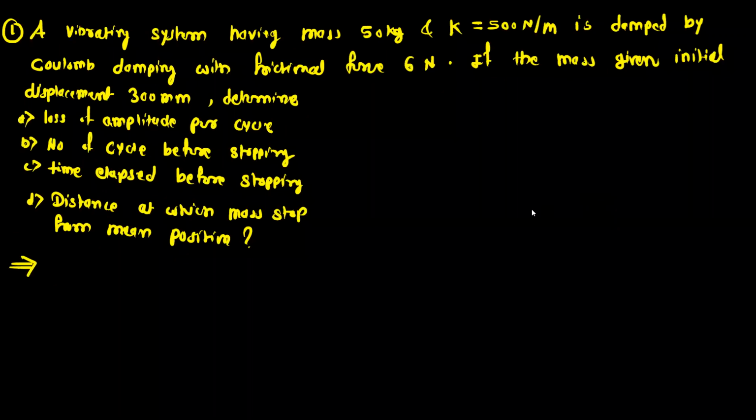So in this problem, a vibrating system having a mass of 50 kg and a spring stiffness of 500 Newton per meter is damped by Coulomb's damping with a frictional force of 6 Newton. So it is a constant frictional force. If the mass is given an initial displacement of 300 mm, then determine the loss of amplitude per cycle, so it is a reduction. Then the number of cycles before stopping, the time elapsed before stopping, and the distance at which the mass stopped from the mean position.